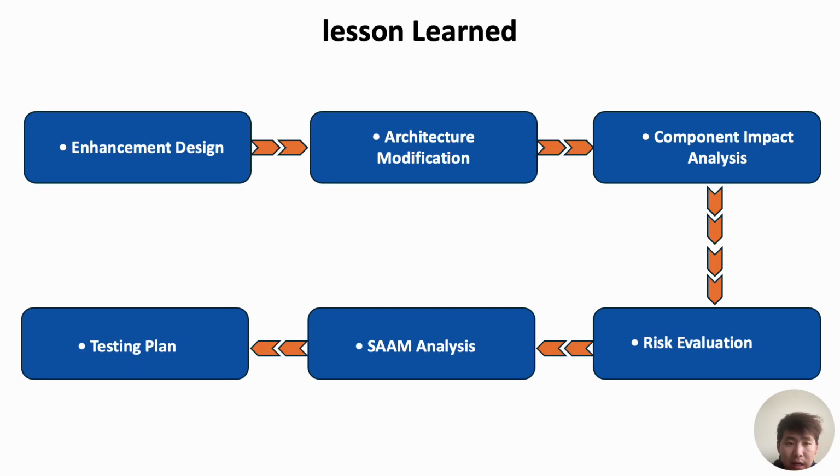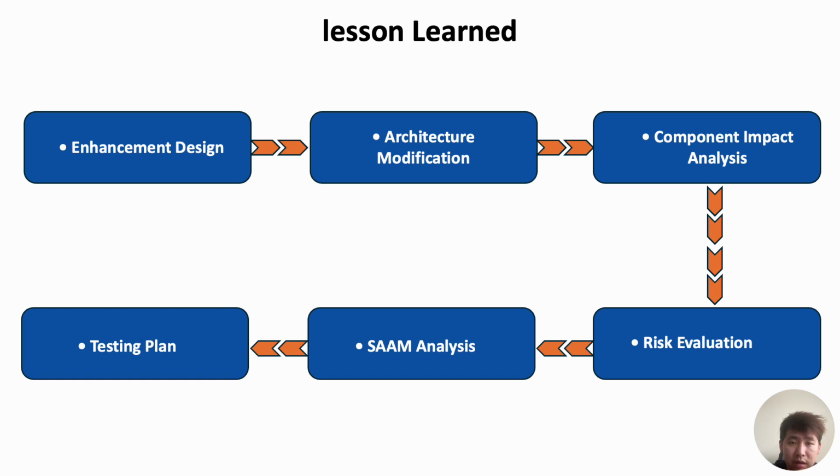Now it's time to sum up what we learned. First, through enhancement design, we learned how to identify features that are missing from the current system and clearly justify their value. During architecture modification, we explored how to adapt both high-level and low-level architectures to support our proposed feature. We also performed a component impact analysis, which helped us understand how specific files, modules, and interfaces needed to change.